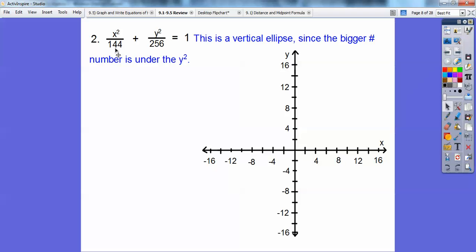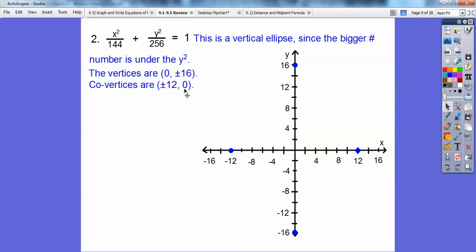So my x-intercepts are at plus or minus 12. Those are called the co-vertices, at negative 12 and positive 12. The square root of 256 is 16, so at 16 and negative 16 are the vertices. So you can go ahead and graph here. It's almost a circle, but not quite. It's an ellipse, more like a rugby ball. Make sure you get your ordered pairs correct: verticals start with 0, and horizontals have 0 as the y coordinate.